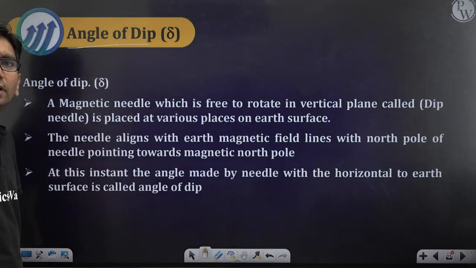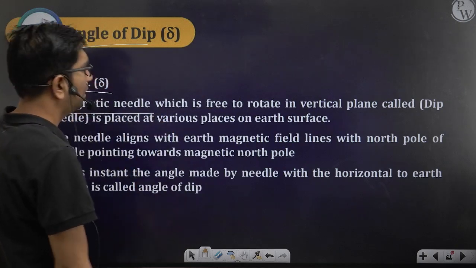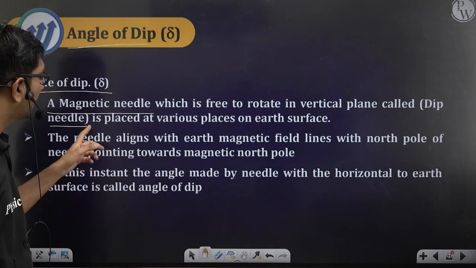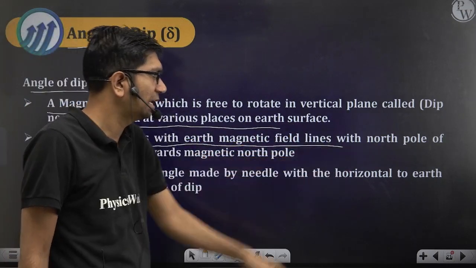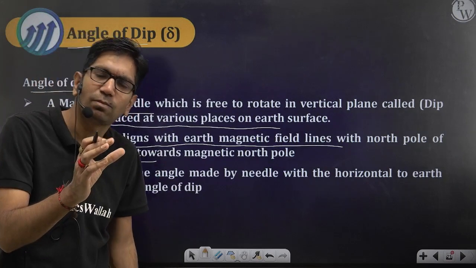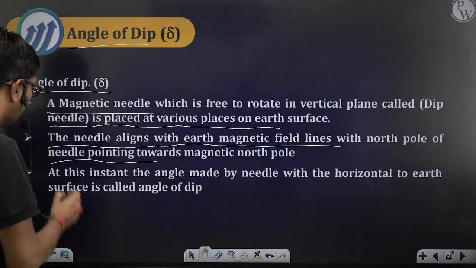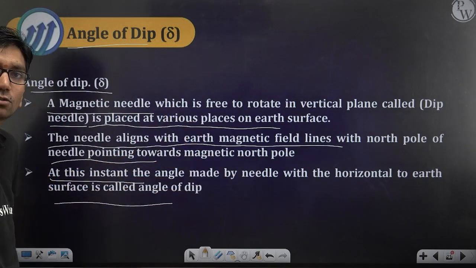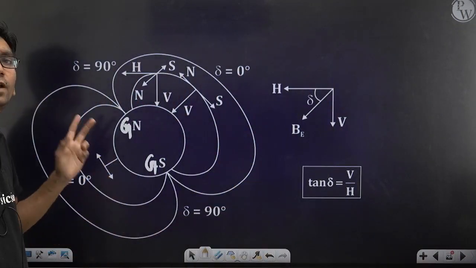The angle of dip is denoted by the symbol delta. A magnetic needle which is free to rotate in a vertical plane is placed at various places on the earth's surface. The needle aligns with the earth's magnetic field lines, with the north pole of the needle pointing toward the magnetic north pole. The magnetic compass always shows the magnetic north pole. At this instant, the angle made by the needle with the horizontal of the earth's surface is called the angle of dip. You may get this for 2 marks in your board exam.